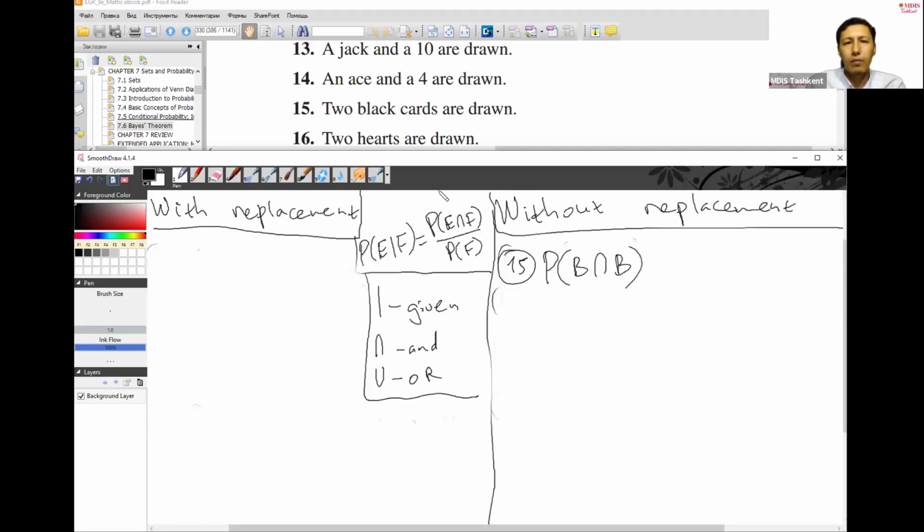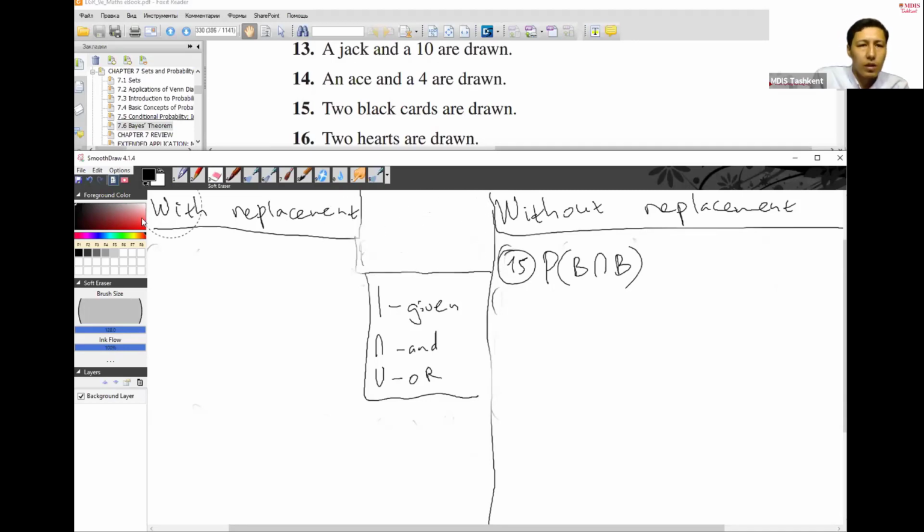Now we are picking 2 cards. What's the probability of both of them being black? What's the probability of getting 2 black cards? There is no word "given" here, so it is not conditional probability. It is black and black. But we can use the conditional probability formula. Let's change it. From here, we find this intersection.